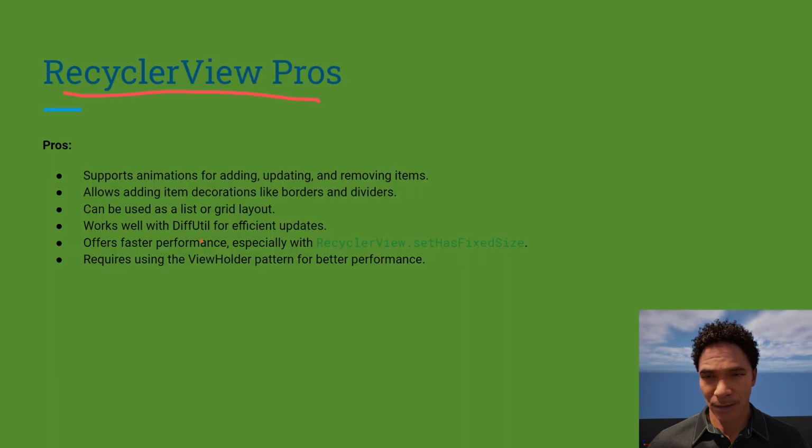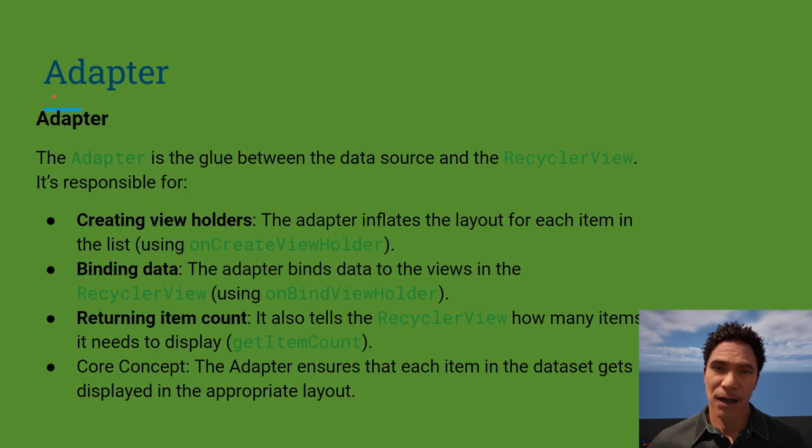RecyclerView pros. It supports animations, allows item decorations like borders and dividers, can be used as a list or as a grid layout, works well with DiffUtil for efficient updates, offers faster performance, okay, and requires using the view holder pattern for better performance.